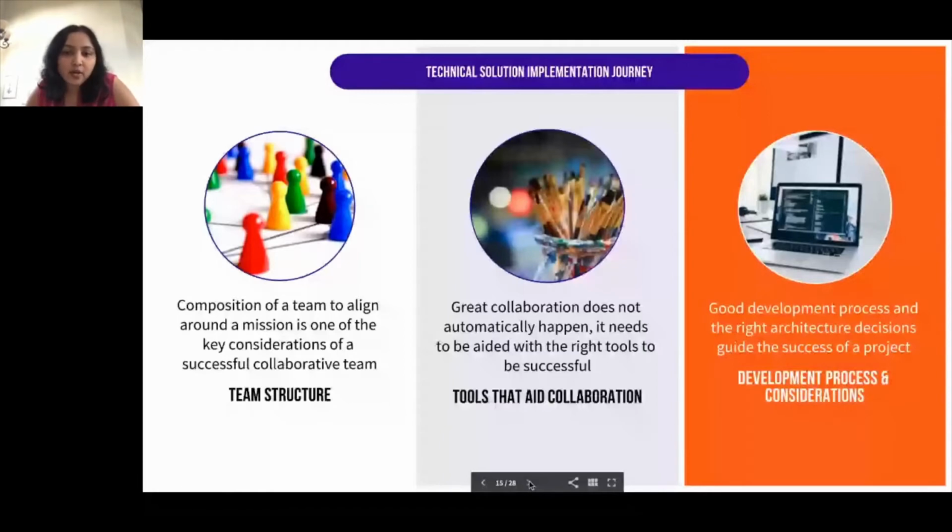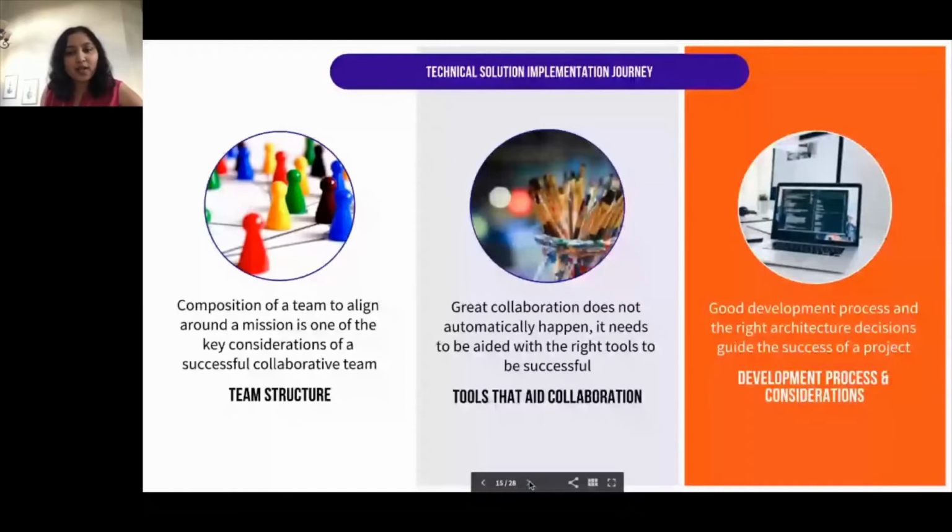The second pillar is the collaboration itself. So we have a mission. Now we put the right people together. Now we should just expect them to collaborate well, right? Wrong. It doesn't always happen organically. Collaboration has to be aided to remove some of the inefficiencies on the team, and we'll dive into each of those in a moment. And lastly, the technical aspect itself, and the architecture decisions we make that usually guide the success as well as the longevity of a project, product, feature, or solution that you might be building. So let's dive into each of these.